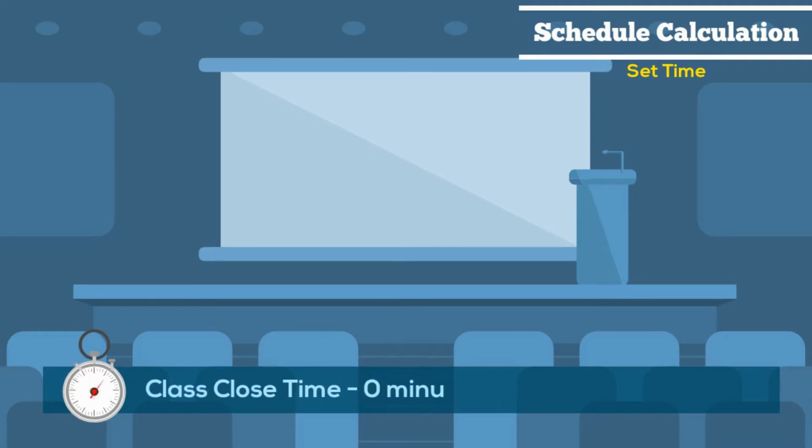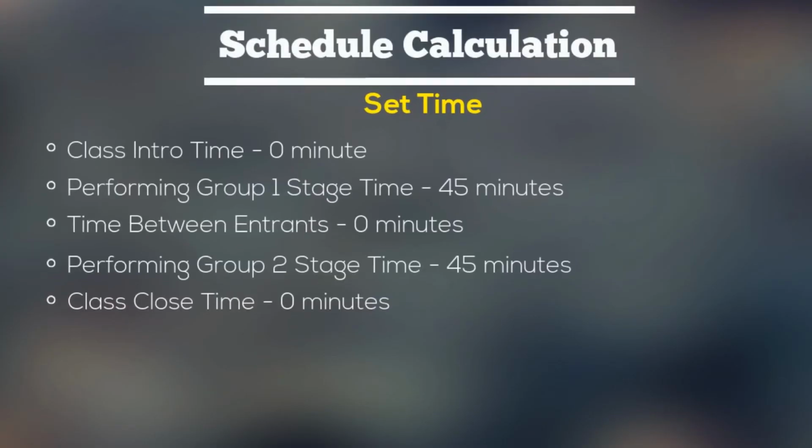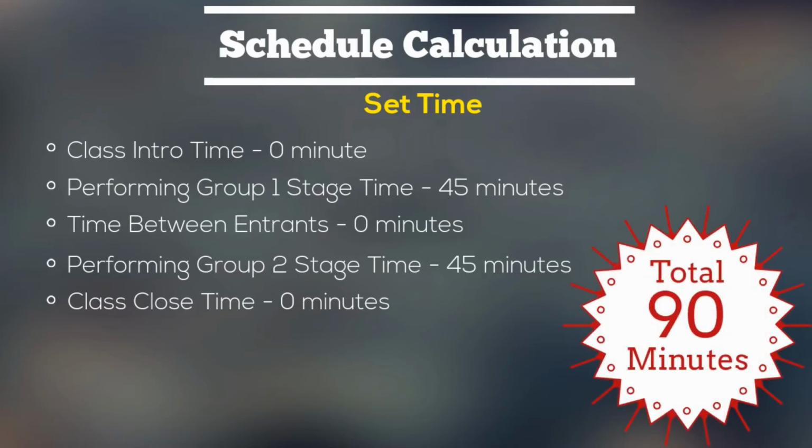So most of the time when you choose set time, many festivals choose to simply put in zeros for class intro, time between entrance, and class close time. And then they simply set the amount of time that they want each band to have, or each choir to have, or each orchestra to have, by setting the extra stage time to that number.